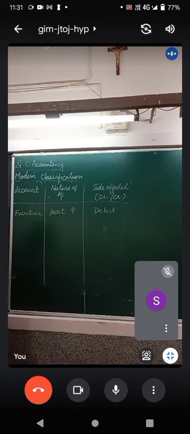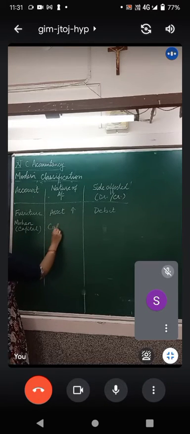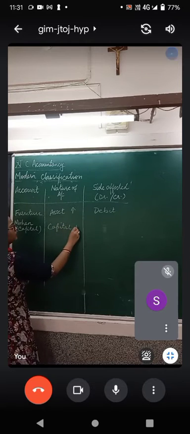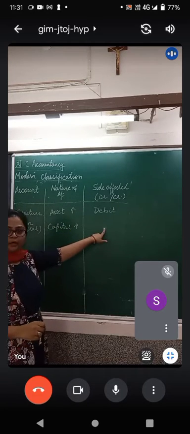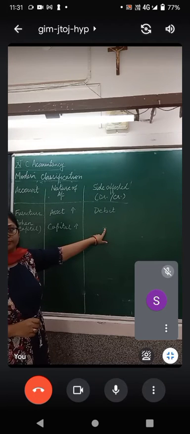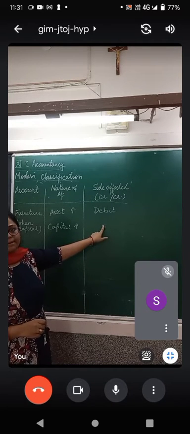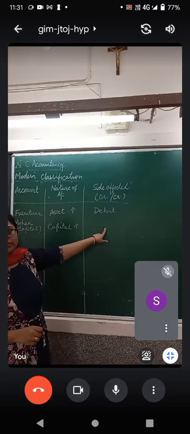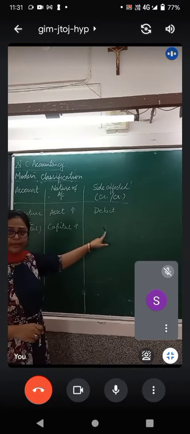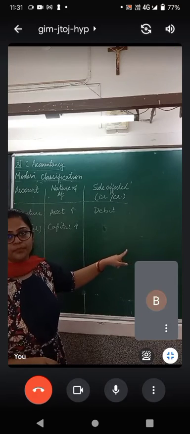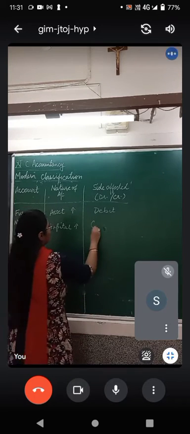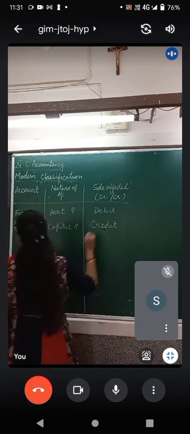What is the second thing? The second one is Mohan, who is a proprietor. So we will consider this a capital account. What is the nature? It is a capital account. And since there is an increase, what to do? Debit or credit to increase capital? Come on. To increase capital, debit it or credit it? Credit. Very good. You have to credit it.